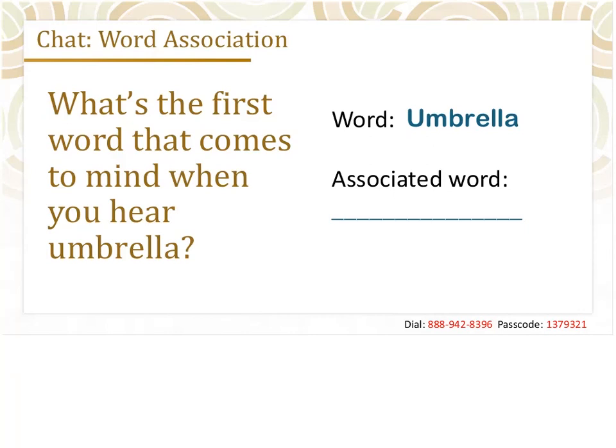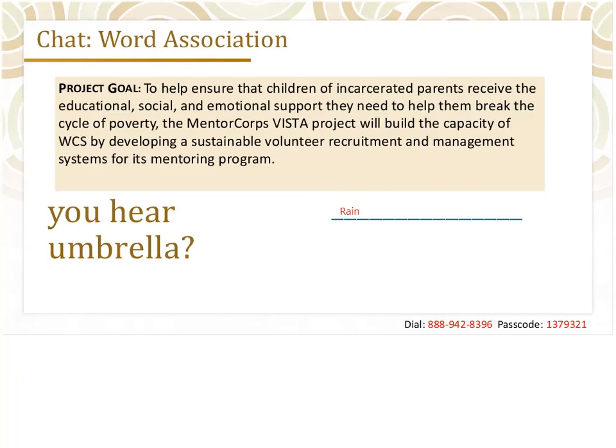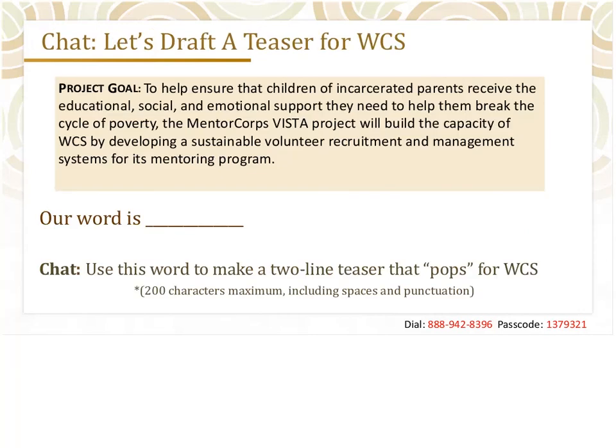So let's go to the next slide. In this case, we're creating a teaser for WCS, which has been our example organization all the way along. They're trying to ensure that children of incarcerated parents receive the educational, social, and emotional support they need. So according to their VAD, they're going to be building the capacity by developing a sustainable volunteer recruitment and management system for its mentoring program.